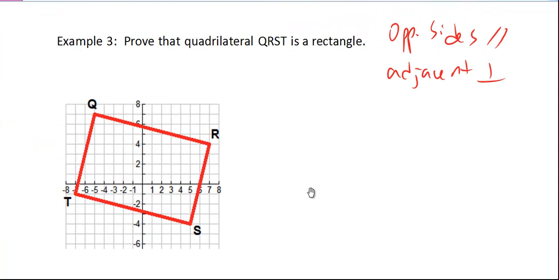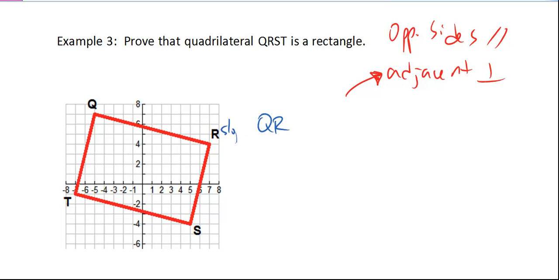Okay. I could also do this by showing that opposite sides are congruent, but the difference between the parallelogram proofs is this part. I need to show right angles somehow. And since I'm going to have to find slopes to do that anyway, I may as well use slopes to show that opposite sides are parallel.